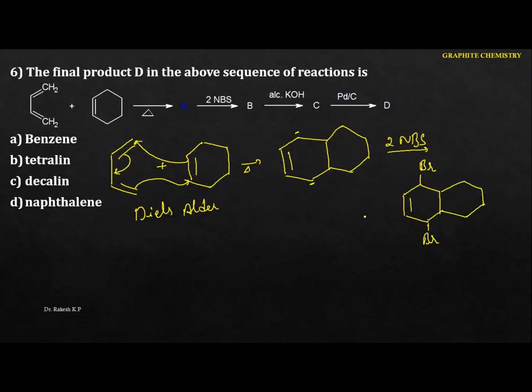And the next thing is, whenever it is treated with alcoholic potassium hydroxide, this will act as a dehydrohalogenation. That means whenever the alkyl halide is treated with alcoholic potassium hydroxide, it undergoes dehydrohalogenation. Here we can identify the two halogens. Hence we can identify the dehydrohalogenation, and here we are going to get this one. This is nothing but tetralin, but still we can identify the reaction.